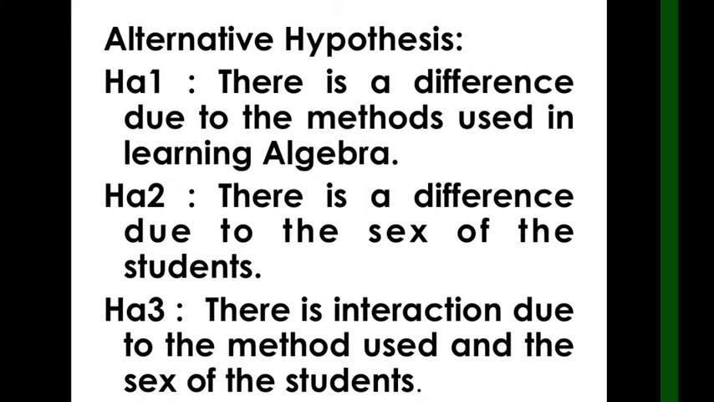For the alternative hypotheses, there is a significant difference due to the methods used in learning algebra. For the alternative hypothesis 2, there is a difference due to the sex of the students. And for the alternative hypothesis number 3, there is an interaction due to the method used and the sex of the students.